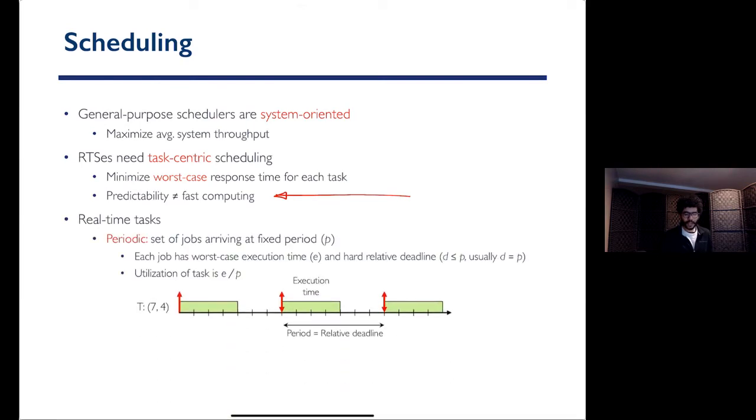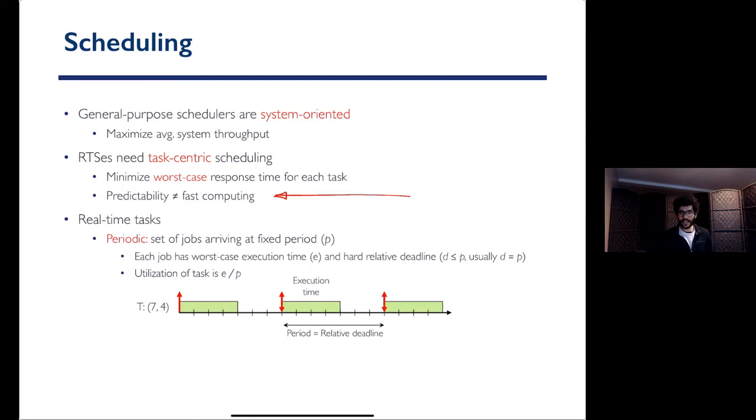Now, in the coming slides, I'm going to talk about a few scheduling policies that are targeted for real-time systems. All the scheduling policies that we've talked about so far never had any temporal aspect. There was no deadline to be met. But for real-time systems, our tasks have deadlines, and we have to meet those deadlines. So we need new scheduling policies.